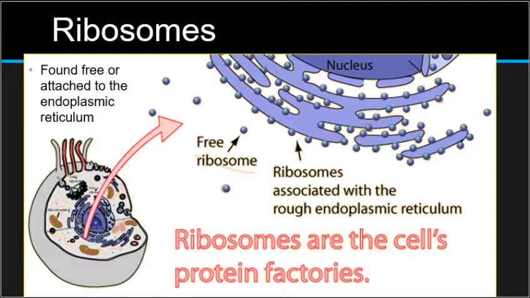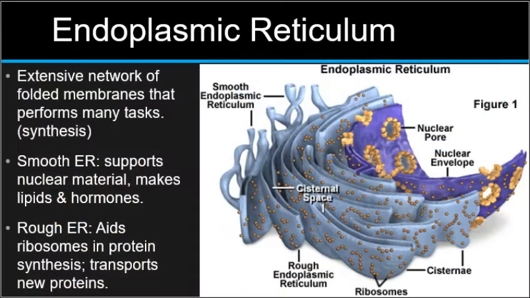So remember, when they're attached to the endoplasmic reticulum, they're called the rough ER right there. All right, so what is their job? Their function is to manufacture proteins. Here's our endoplasmic reticulum. It's a network of folded membranes. They have many tasks, mostly having to do with synthesis, making stuff. The smooth will support the nuclear material, making lipids and hormones. The rough will aid in protein synthesis and transporting of those new proteins.